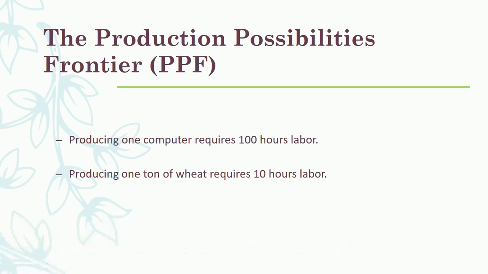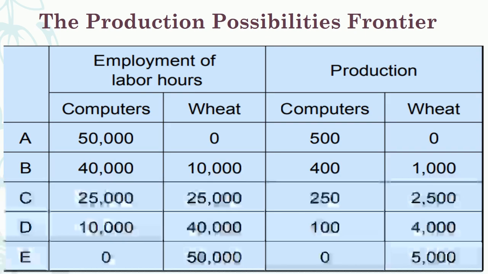Now in the production possibilities frontier example that is used here, producing one computer requires 100 hours of labor and producing 1 ton of wheat requires 10 hours of labor. Now here is the table for the production possibilities frontier. So you can divide up those 50,000 labor hours however you want to divide them up and produce some combination of computers and wheat listed here from point A to E. These are the points, point A, B, C, D and E.